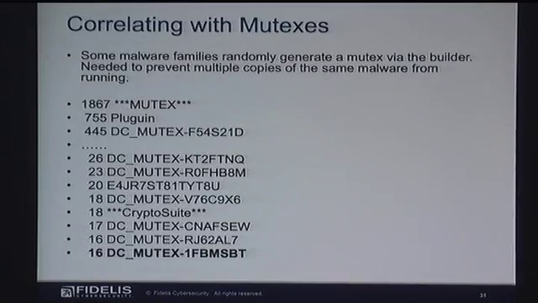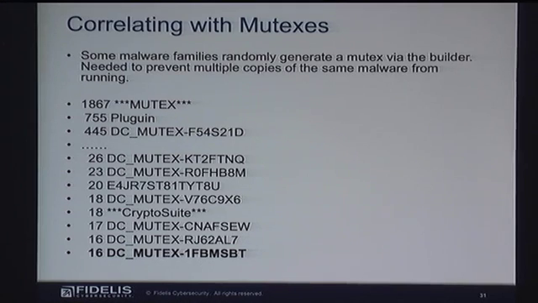All right, so correlating with mutexes. Again, we talked about that a little bit. Now we're going to do it in practice. Interesting data is in the middle. So this is all of them. 1867, I think that's just one decoder, just has everything in mutex, plugin, and then you see DC_MUTEX dash, and then a random seven-character alphanumeric string. You press in the Dark Comet binary, you press re-randomize, it regenerates that seven-digit string. So I just picked one of those.